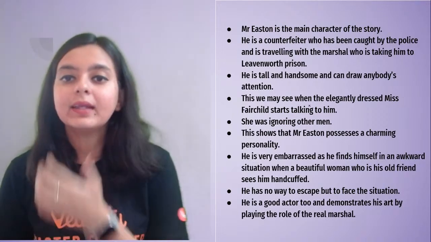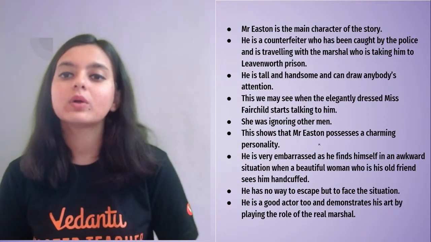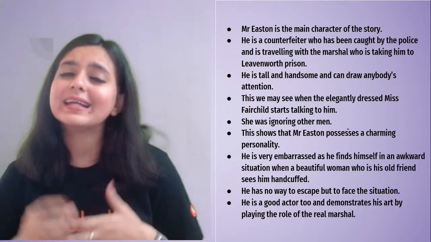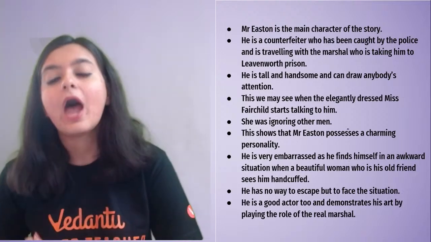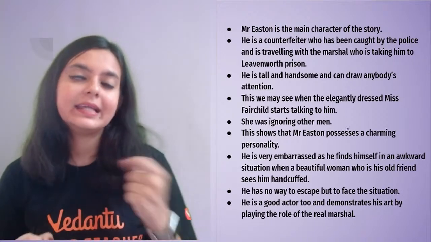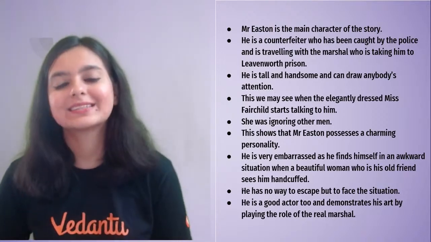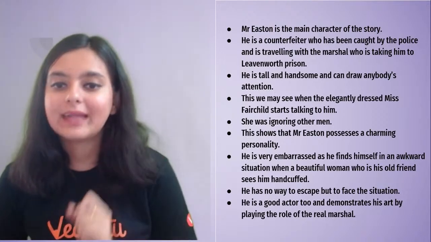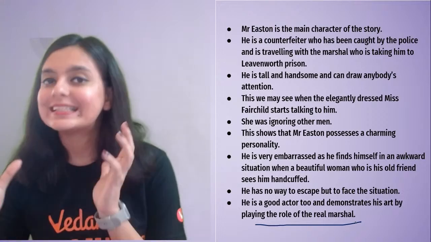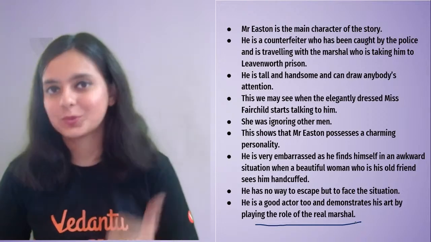This we see when the elegantly dressed Miss Fairchild starts talking to him, and this shows that Mr. Easton had a very charming personality. He is very embarrassed because he finds himself in an awkward situation when a beautiful woman, who perhaps was his old friend, saw him handcuffed, right? But of course, he has no way to escape from the situation, and definitely he plays the role of a real marshal. So he's a good actor.